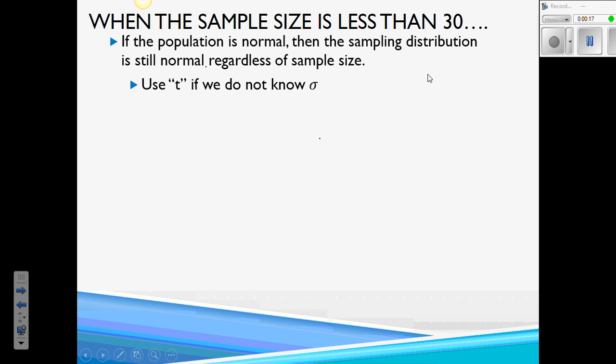Again, I think it's really important to note here that we're going to use T procedures if sigma is still unknown. So very big bullet point there. Go ahead and make a little star in your notes that that's going to be a giant bullet point that we need to make sure that we know: if sigma is unknown, you must use T procedures.